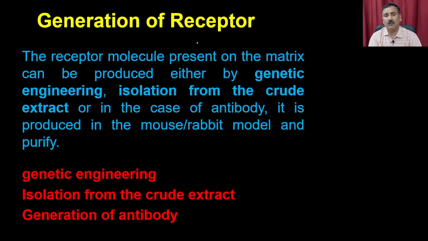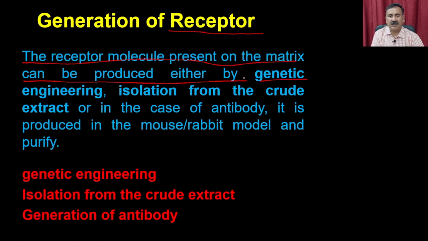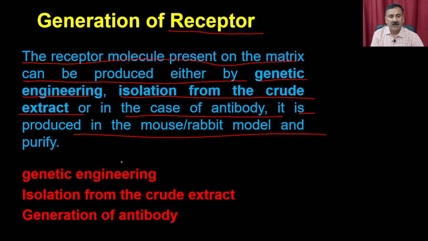The first thing we require to perform affinity chromatography is that you should have the receptor or the ligand. The receptor molecule present on the matrix can be produced either by genetic engineering, by isolation from the crude extract, or, in the case of antibody, it is produced in mouse or rabbit models. So you have three options. You can purify the receptor with genetic engineering, or you can isolate the receptor from a crude extract, or you can generate the antibodies.